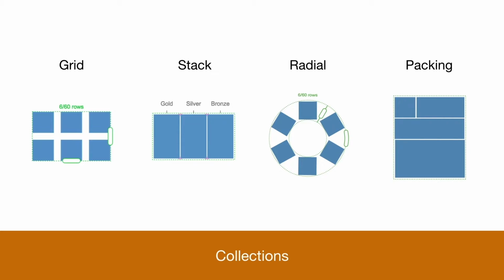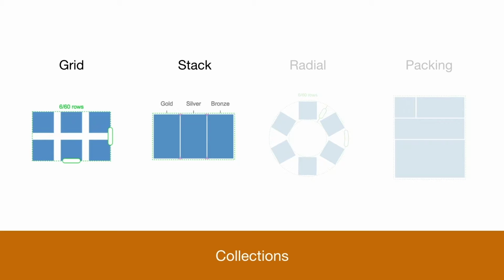So with repeat and partition, we get collections of shapes which can be arranged in different layouts. For example, a grid layout, a stack layout, a radial, or a packing layout. So in our current implementation, we are supporting the first two, but we're planning to add support for the other layouts as well.